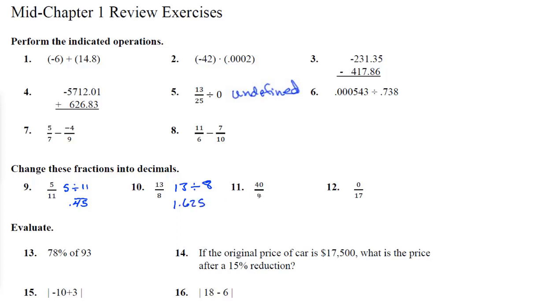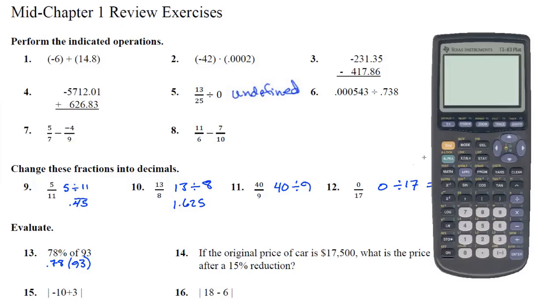40 divided by 9, similar. 40 divided by 9, and this is 0 divided by 17. So that equals 0. Okay, here, decimal place. This would go 2 places, 0.78 times 93. That's what you're going to punch into the calculator. So just to make sure, plug that into the calculator, 0.78 times 93, and that gives you 72.54.